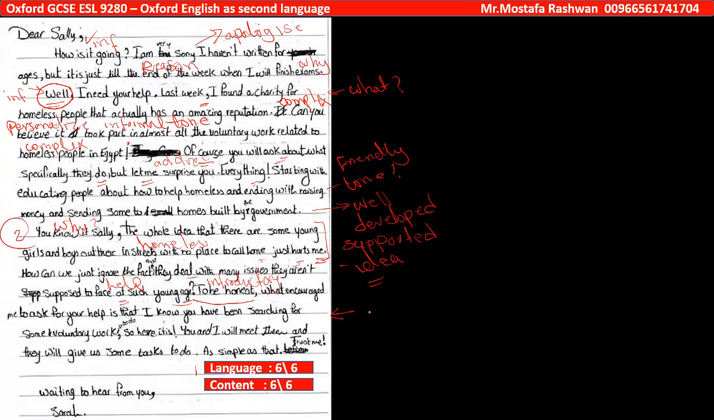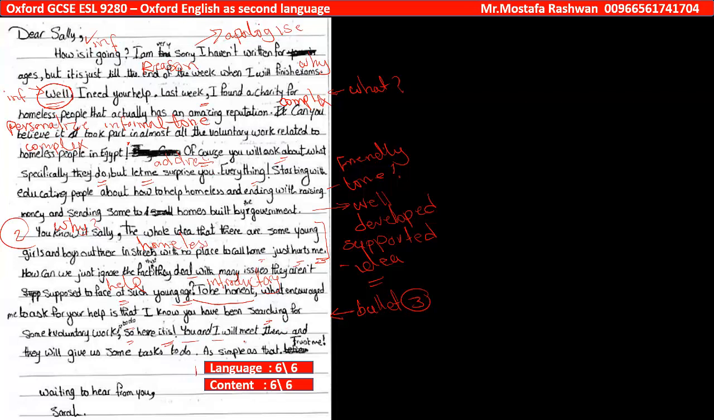Here he is trying to cover the bullet point number 3, why you ask your friend for help. He said, what encouraged me to ask for your help is that I know you have been searching for some volunteer work to do. So he told him why I asked you for your help, because I knew that you are looking for that kind of volunteer work.